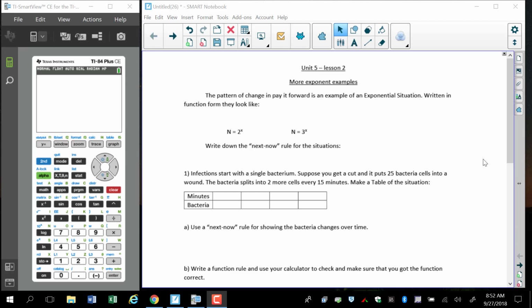All right, welcome to the second day of exponential functions. We're going to look at some slightly different twists to it.